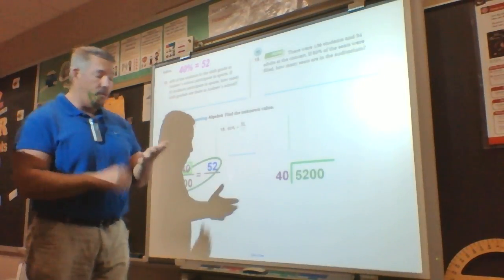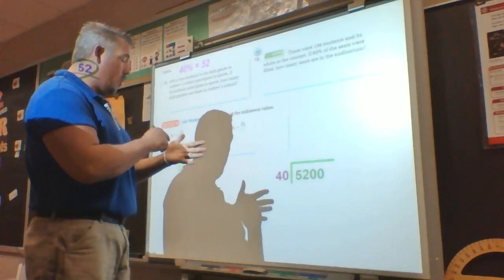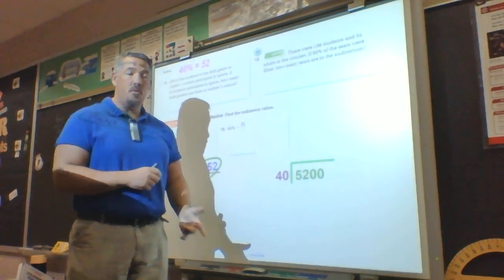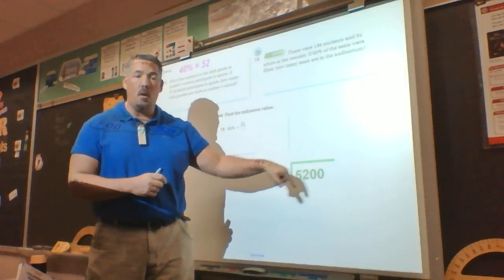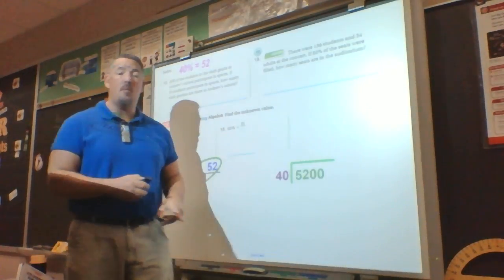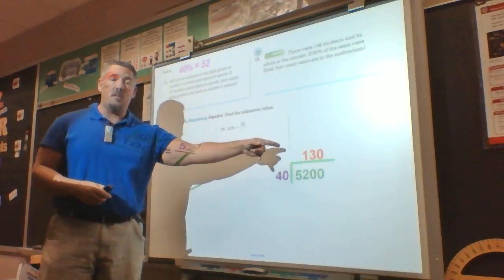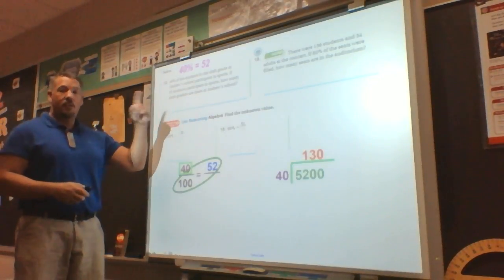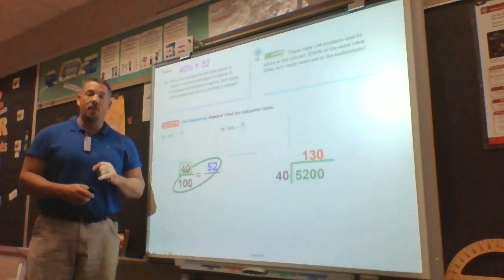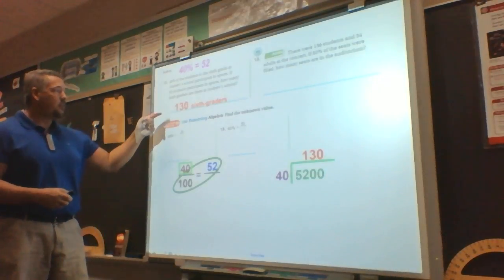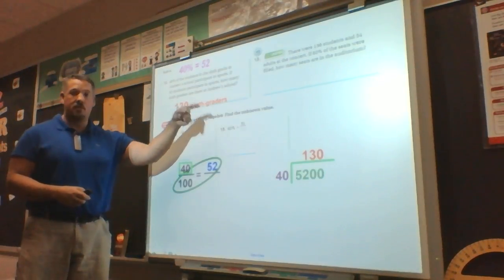handy dandy calculator, 5200 divided by 40 equals. Some of you see, oh, well, there's zeros at the end. I mark those zeros off and I get 520 divided by 4. Mathematically, that's sound as well. Both of them are going to tell you that there are 130. This is where you have to make sure you have a label. 130 what? 130 sixth graders.